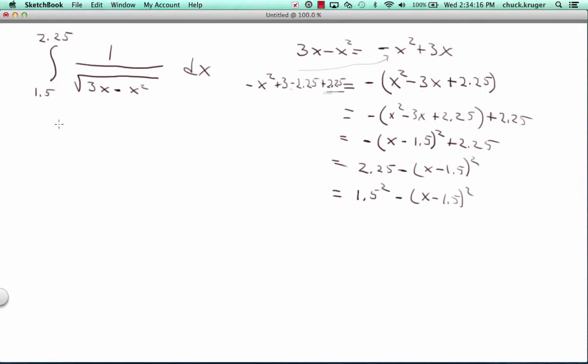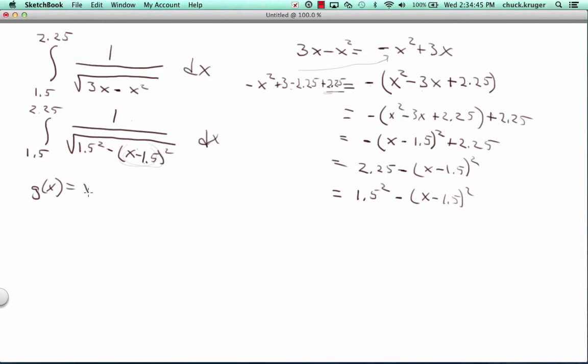So now I'm going to come back and put that inside my radical. And over here I'm going to have 1 over square root of 1.5 squared minus parentheses x minus 1.5 squared dx. The derivative inside here is 1, so that means my g of x is equal to x minus 1.5. It means my a is equal to 1.5, and this is the form of a squared minus g of x squared, which is arc sine. So I'm going to have arc sine of g of x, which is x minus 1.5, divided by 1.5, evaluated from 1.5 to 2.25.